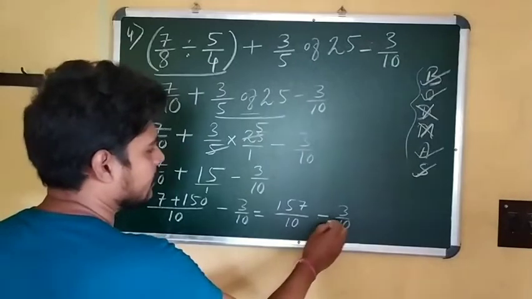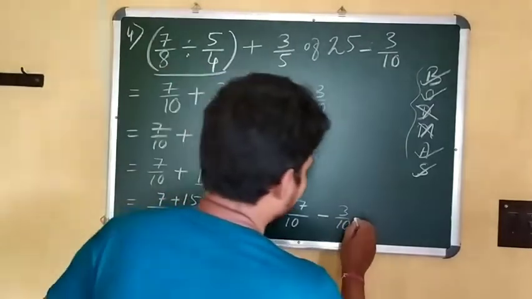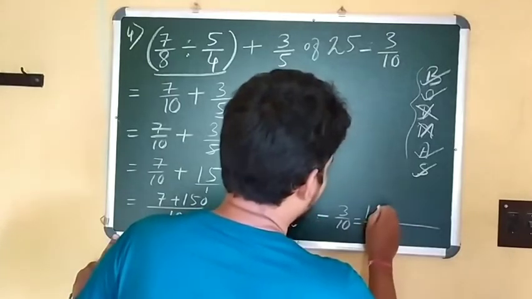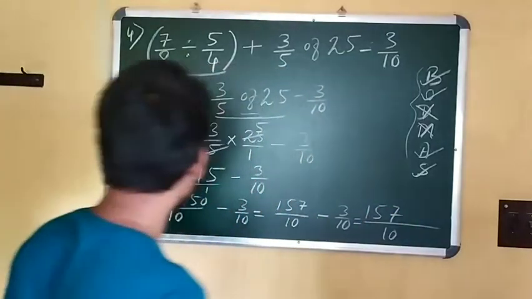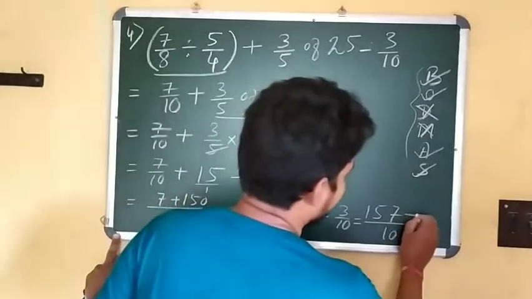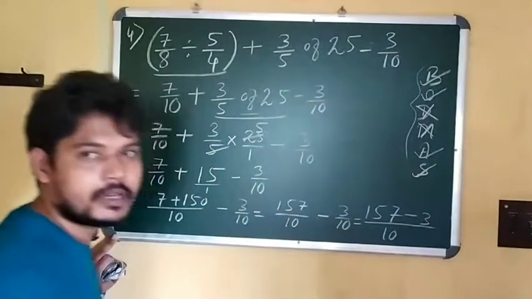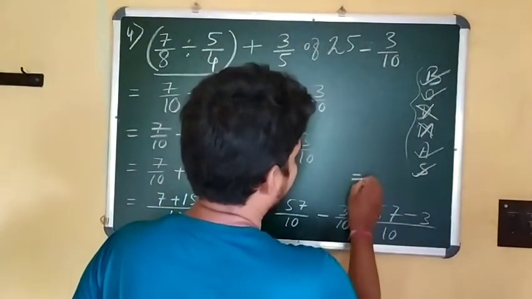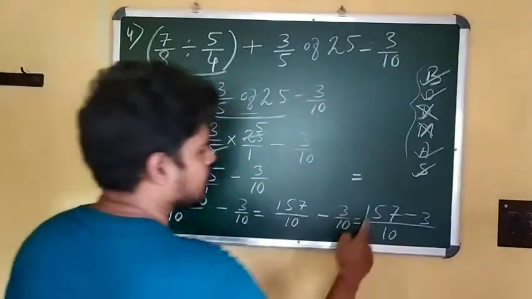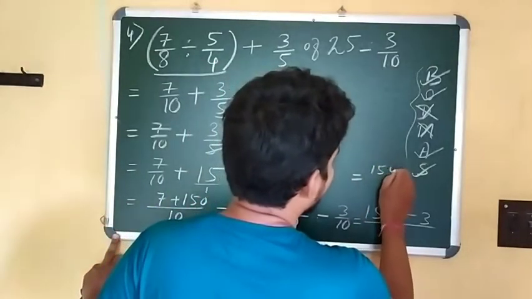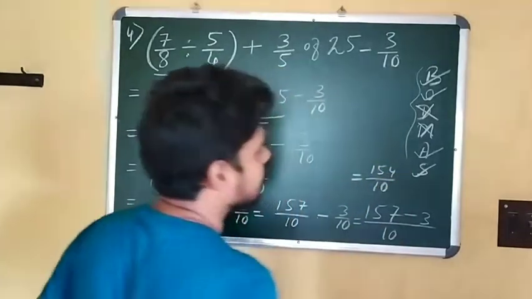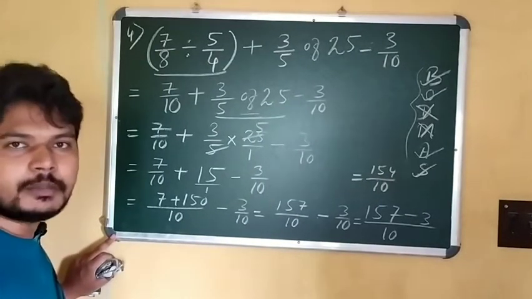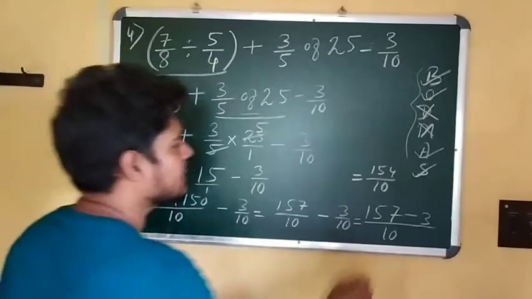Okay, here it is given the minus symbol, so we have to take again the LCM 10, then 157 minus 3. It is very simple, 157 minus 3. Then what will be the answer? I write down the equal sign here. So 154 by 10. Okay, 154 by 10, that is written in improper fraction. Okay, so that is our answer.